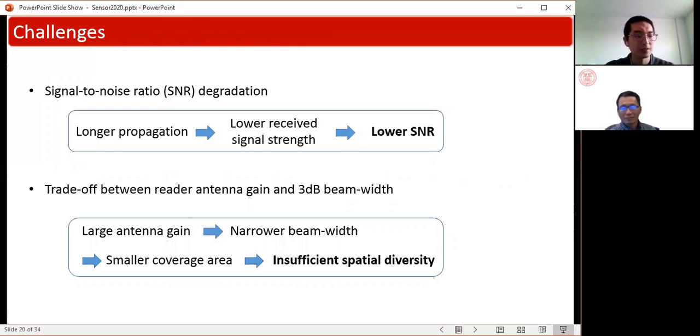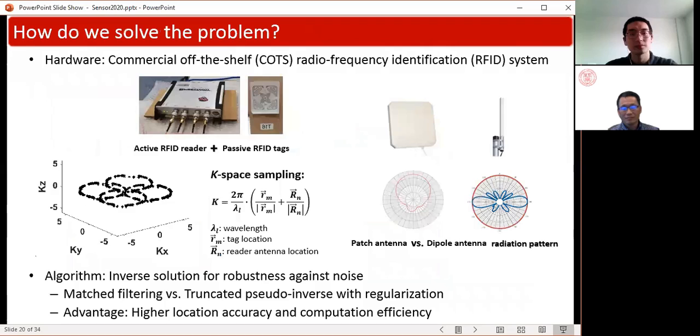Second, reader antenna gains cannot be indefinitely increased in pursuit of high SNR because of the trade-off between antenna gain and its 3 dB beam width. Because spatial diversity is a mathematical requirement for accurate indoor locating, reader antennas need to cover a large area of tags. With a smaller coverage area, spatial diversity is not achievable. Our contribution, however, in this work is to resolve these challenges in the practical scenario. So how do we solve this problem?